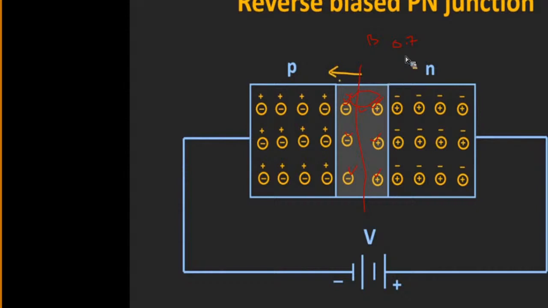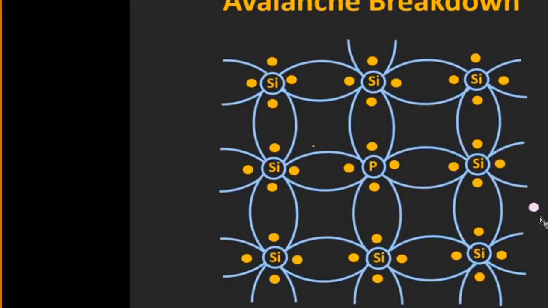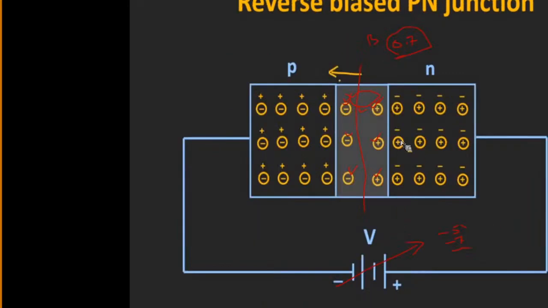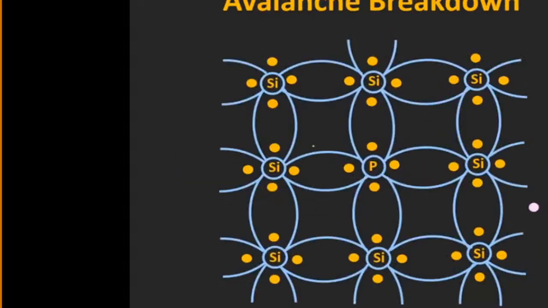Some electric field has already occurred due to the inbuilt potential, the barrier potential. Now, what is avalanche multiplication? When you apply more and more reverse bias voltage, say minus 5 volts, then I increase to minus 7 volts, or minus 8 volts, what is going to happen? There are some free electrons, minority charge carriers on this side, and majority charge carriers on the other side. These free electrons, what will they do? They will collide with the lattice structure.